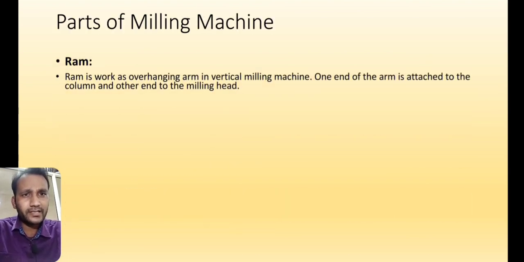The ram works as the overhanging arm in the vertical milling machine. The overhanging arm is in the horizontal milling machine, but the ram is a part of the vertical milling machine. I have uploaded a video recently on the vertical milling machine in which there is a ram. The ram can slide over the column, which has guideways on top, and the ram slides in the guideways.